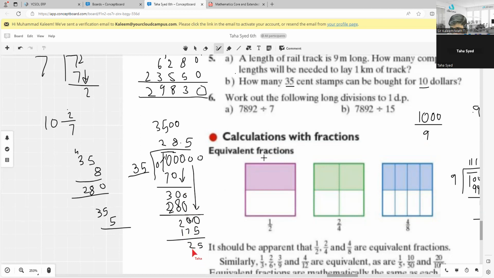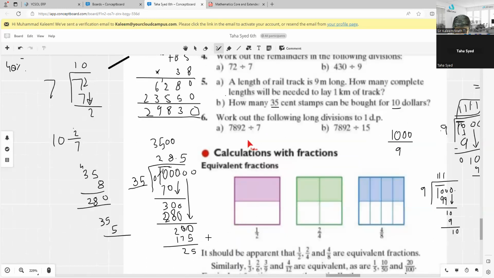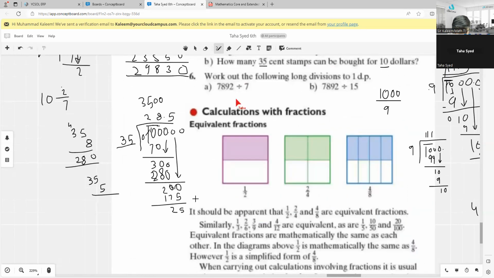Here they didn't mention the decimal place, so you just have to calculate up to two decimal places. That's enough, I think. Then you have to bring the next digit down, that is 0. So it will be 250, and then you have to count the table of 35 again. Let's check at 7. 210, then 35 more will be 245. So we will go with times 7. 245. That's enough.